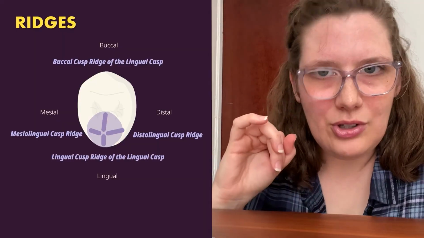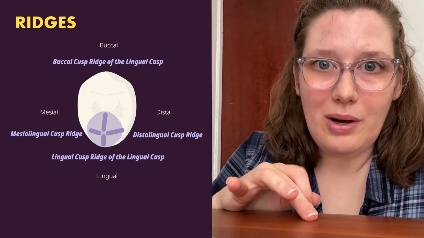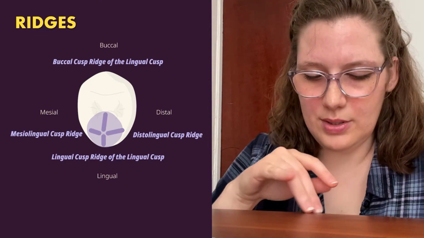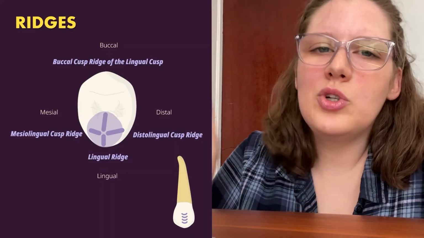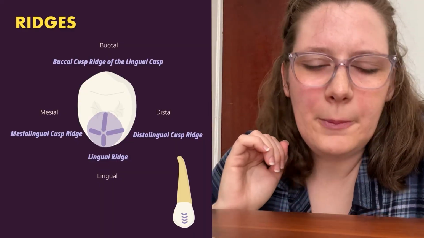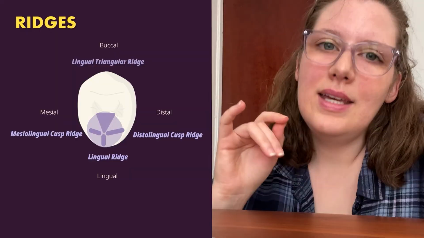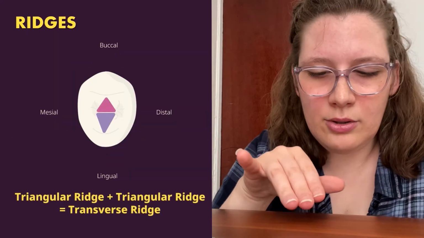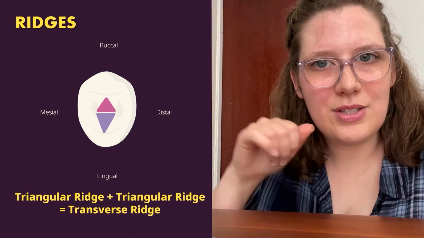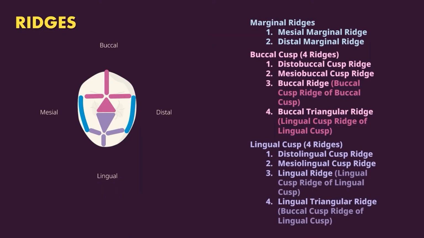We have preferred alternative names for those buccal and lingual cusp ridges though. Towards the lingual, that lingual cusp ridge is just the lingual ridge, which we might have seen from the lingual. That buccal cusp ridge is our lingual triangular ridge. And now that we have 2 triangular ridges meeting each other, that's a transverse ridge. Now you know all the ridges, 4 per cusp. Alternative names are those preferred names, and the marginal ridges.